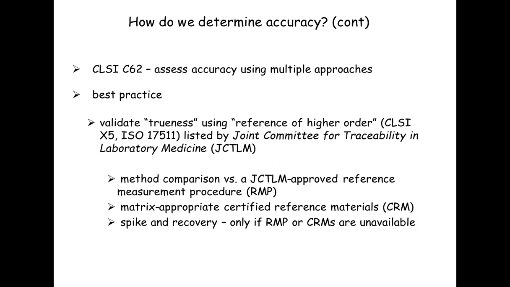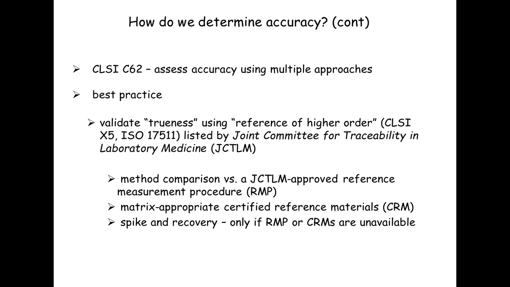So C62 came up with some different approaches to assessing accuracy. So best practice is really to validate the trueness of your method using a reference of higher order that's listed by the Joint Committee for Traceability in Laboratory Medicine. So best practice is to do a method comparison with your method versus a JCTLM approved reference measurement procedure. Again, however, there's not one of these available for every analyte. They also suggest you use matrix appropriate certified reference materials, but again, that's not always available for every analyte.